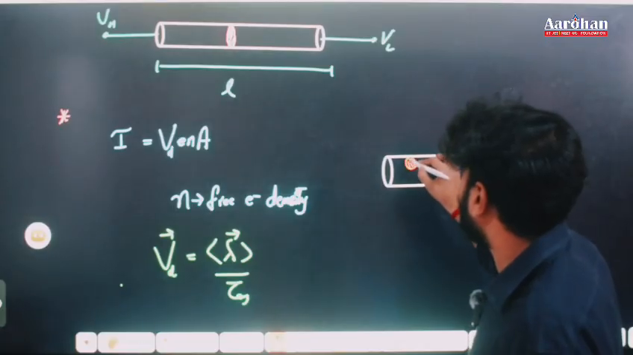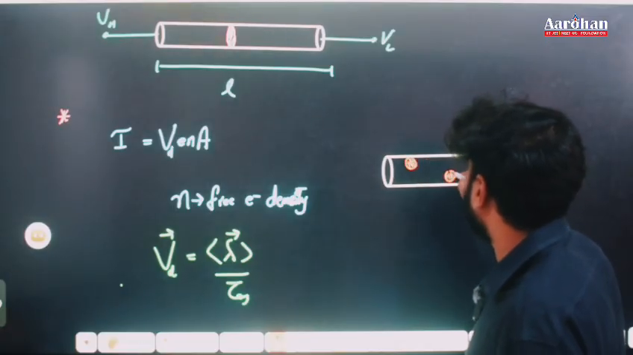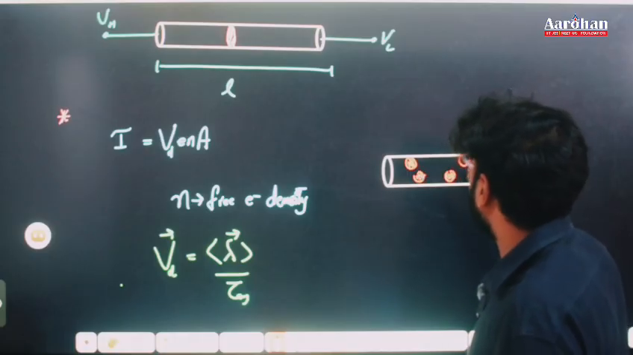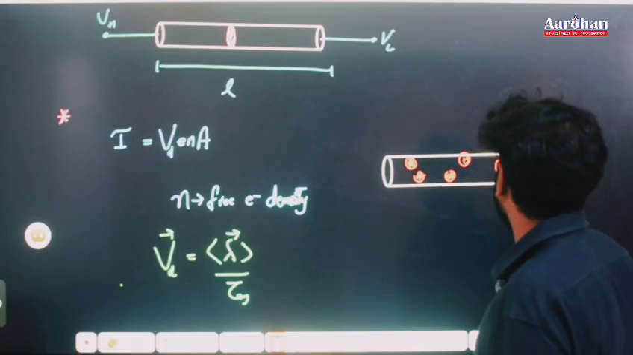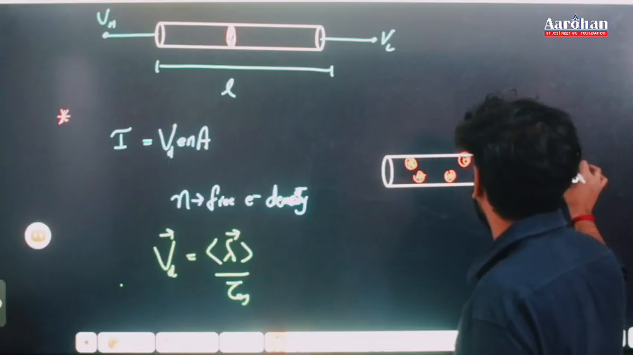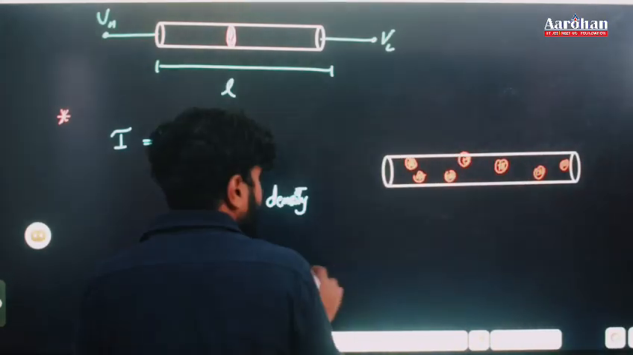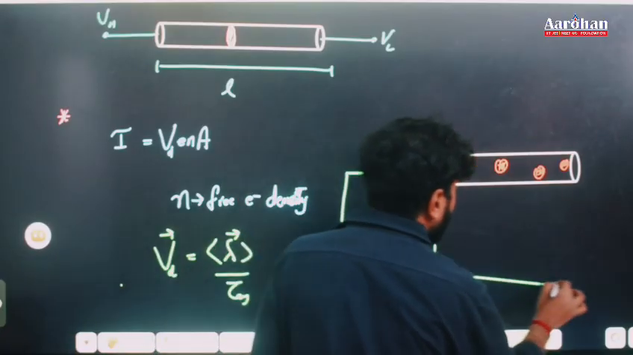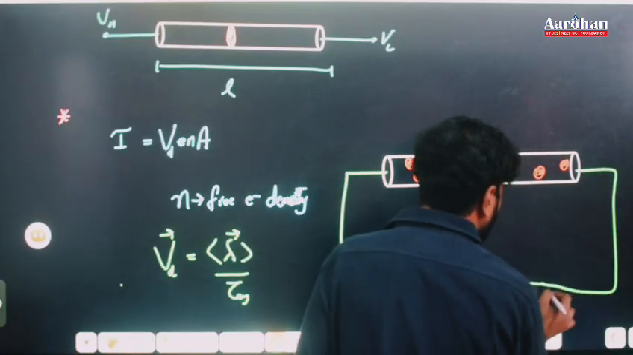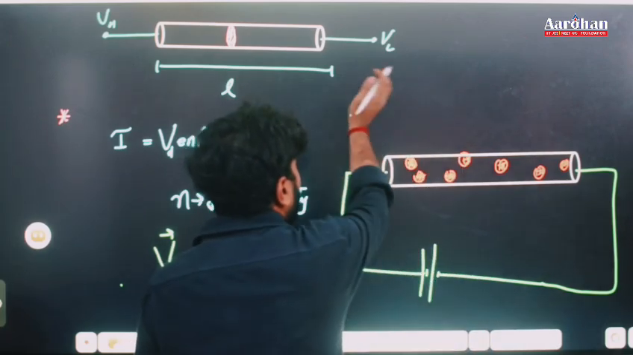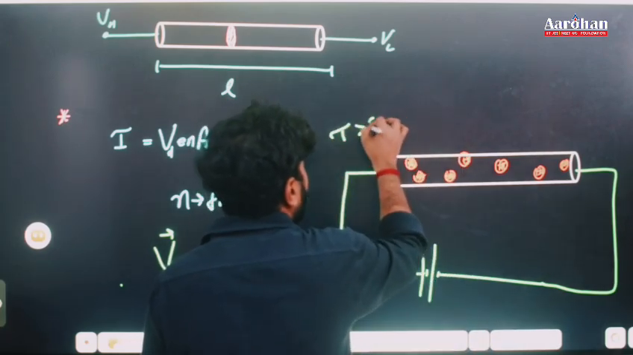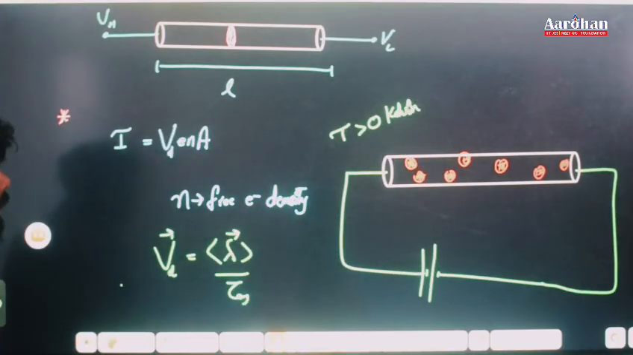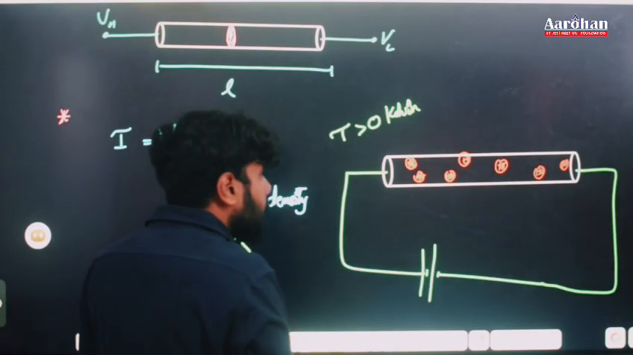Kernels. This is the very old theory. These are the kernels, and if it is connected to a battery, then what will happen? We know the temperature of the conductor we are taking to be higher than 0 Kelvin. So the electrons are going to have thermal energy, and a little bit of thermal energy is going to provide a little bit of kinetic energy, that means they are going to move randomly.